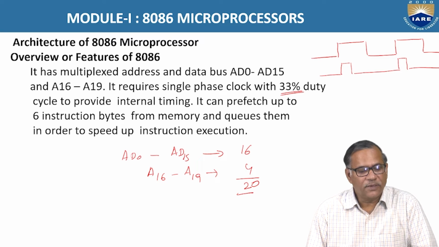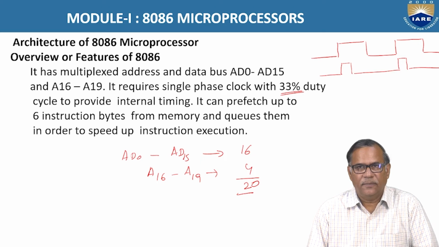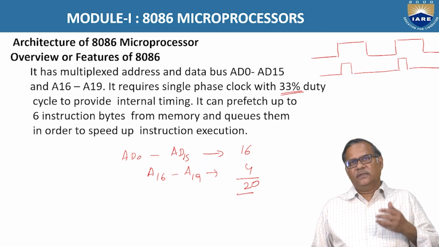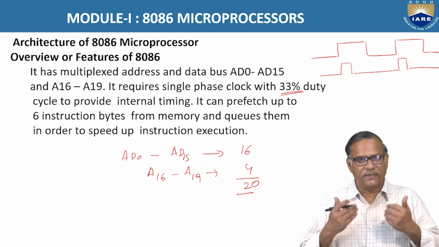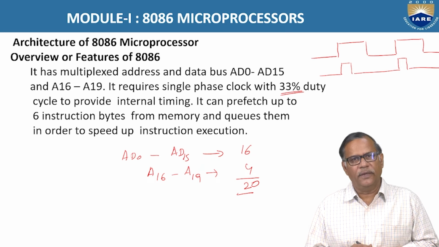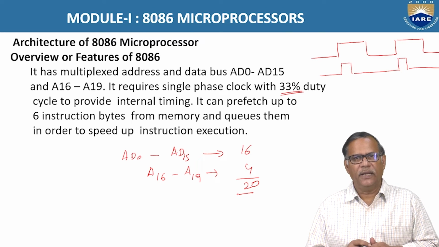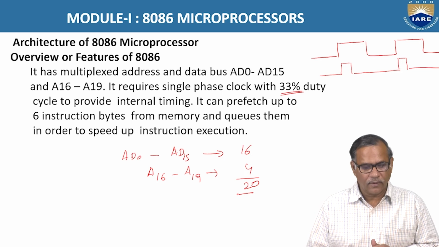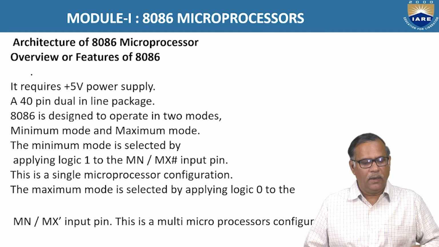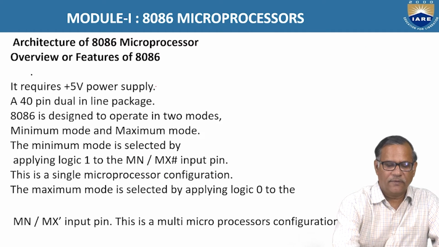And this can prefetch up to 6 instruction bytes from memory, and it queues them in order to speed up the instruction execution. So the instructions can be fetched in advance from the memory, and they are stored to facilitate pipelining. And it requires a single +5 volts power supply.